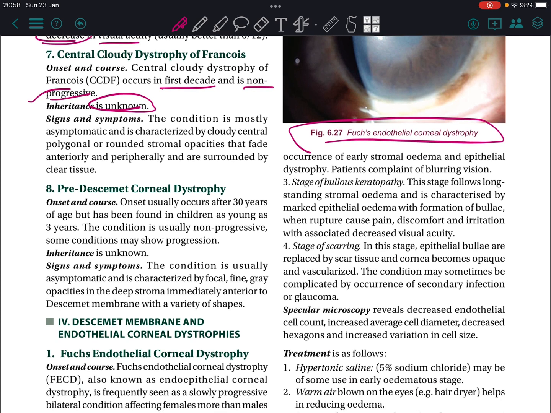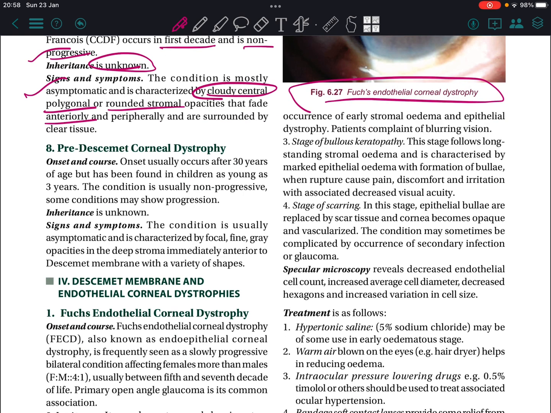Inheritance is unknown. Signs and symptoms: the condition is mostly asymptomatic and is characterized by cloudy central polygonal or round opacities that fade anteriorly and peripherally and are surrounded by clear tissue.